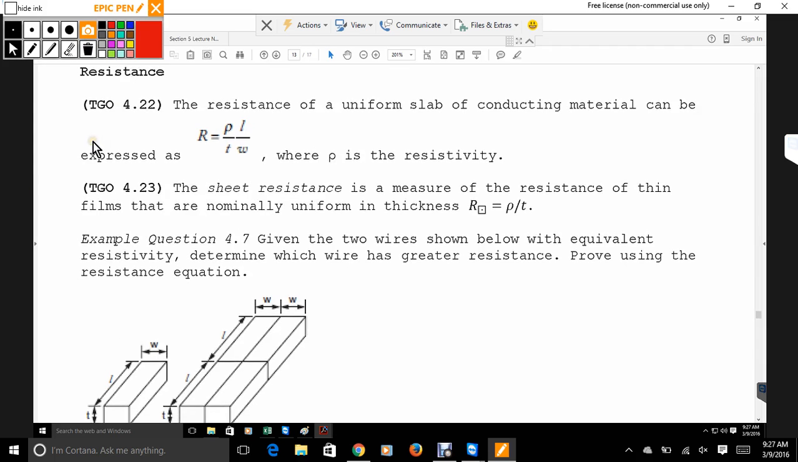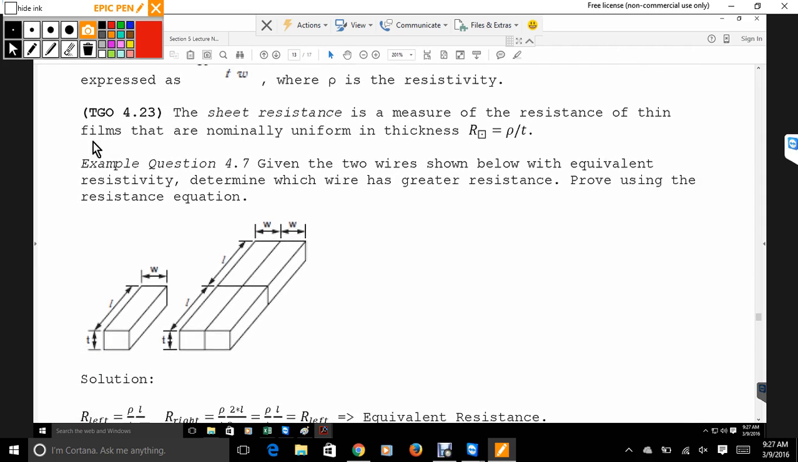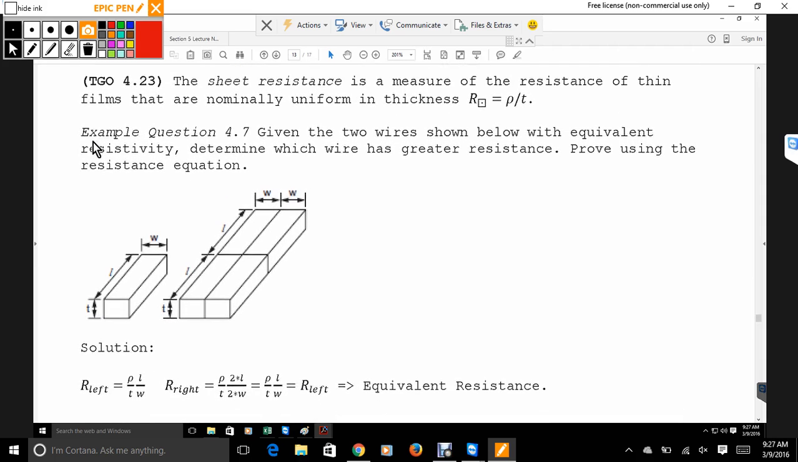All right, so I'm going to scroll past 4.22. Here we have this example question. We have a wire of a certain length. Both of these wires have the same thickness, but as you can tell, the length is twice as long, and the width is twice as thick. Determine which wire has the greater resistance.